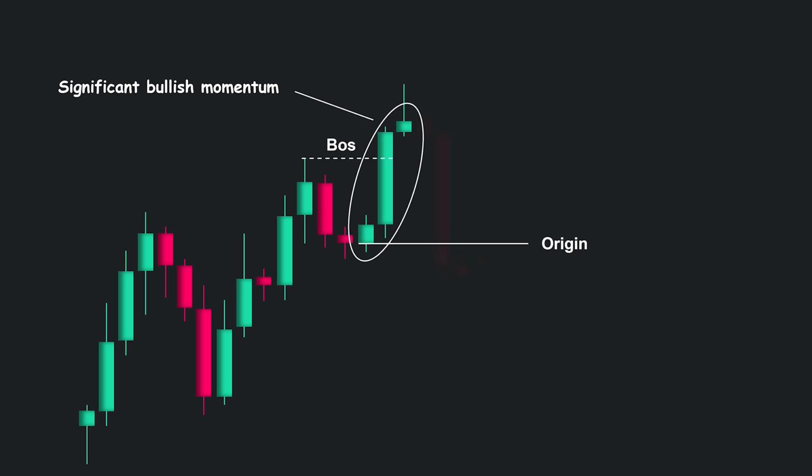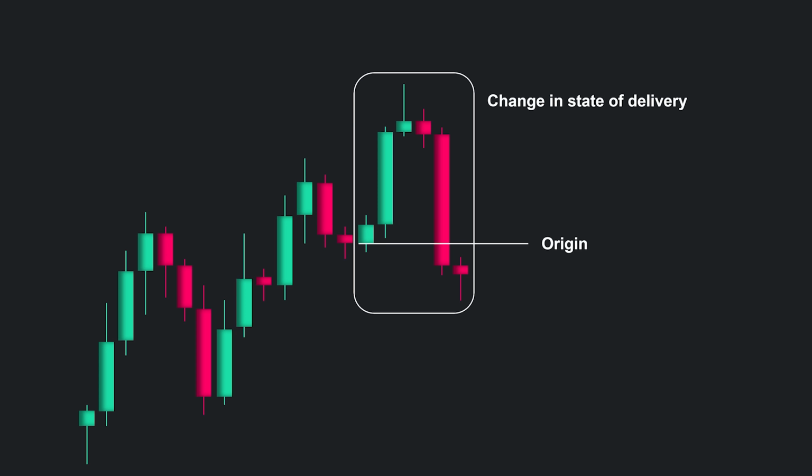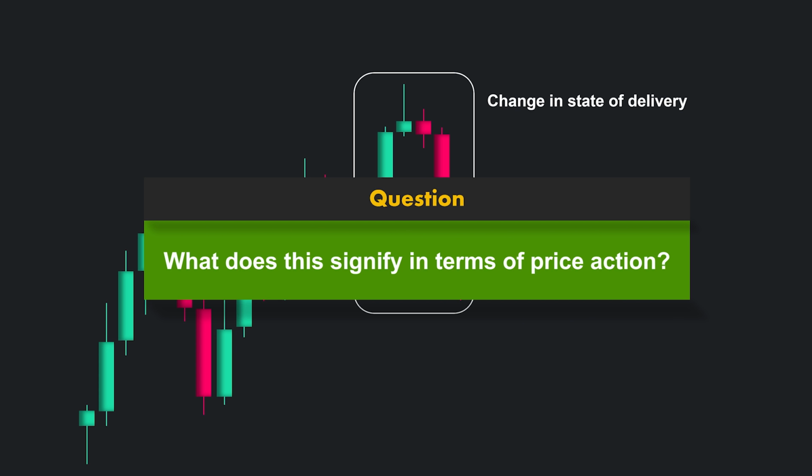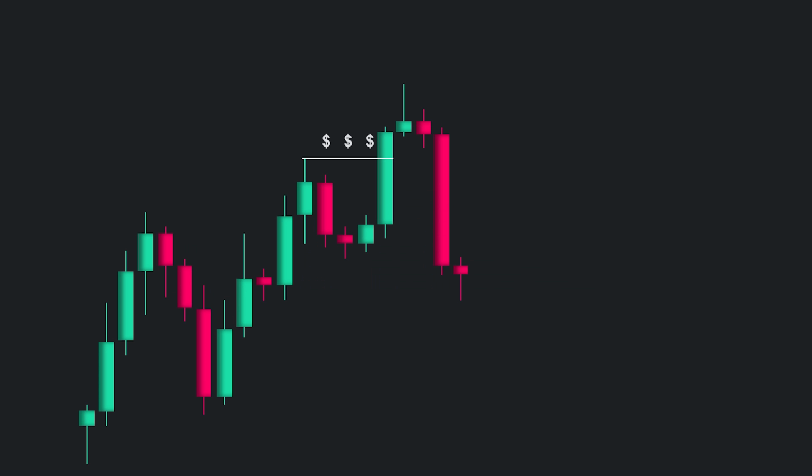However, if the price suddenly drops and closes below the demand area, showing a sudden reversal of bullish momentum, this condition is known as a change in the state of delivery. So, what does this signify in terms of price action? First, it indicates that the breakout was actually a fakeout, designed to target liquidity above this market structure level.